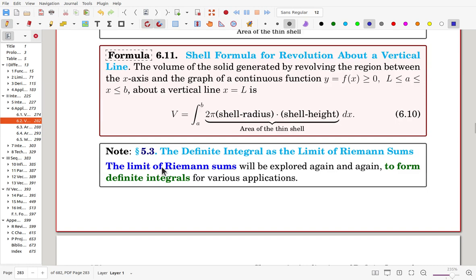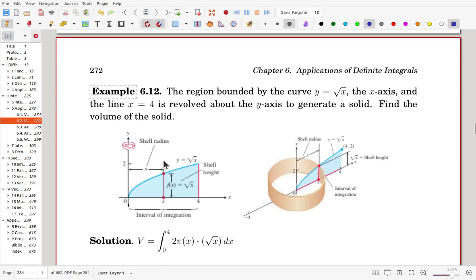Let's go to examples here. The region bounded by the curve y equals square root of x, the x-axis, and the line x equals 4 is revolved about the y-axis to generate a solid. We want to find the volume of the solid. Now this cyan colored region is rotated about the y-axis. So you can imagine the solid made by this revolution.